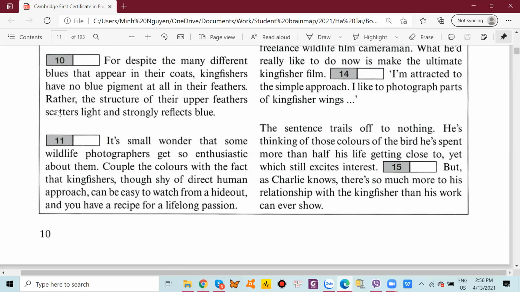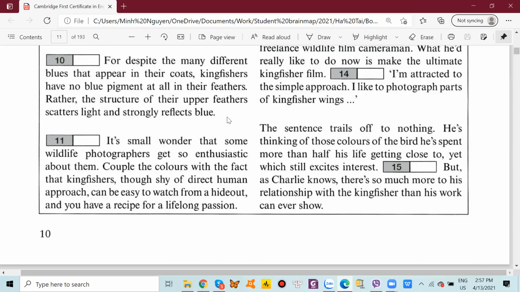Rather means instead of that, better than that: the structure of the upper feathers. For the feathers, we have upper ones and lower ones, like fingers. The wings of the bird have many feathers. So the upper feathers scatter light. When the bird flaps its wings, you can see that the feathers move very fast and very flexibly.